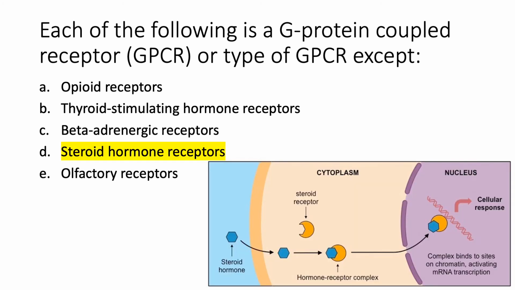The correct answer to this question is D. Steroid hormone receptors. In the figure, you can see a steroid receptor, and it is not coupled with a G protein. So this must be the right answer because it is not G protein coupled.